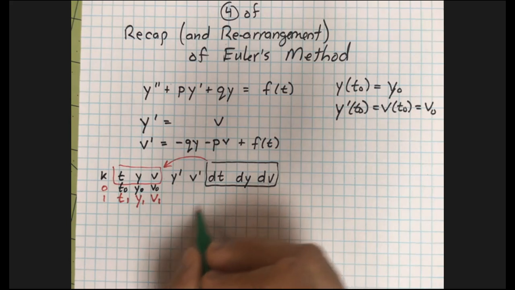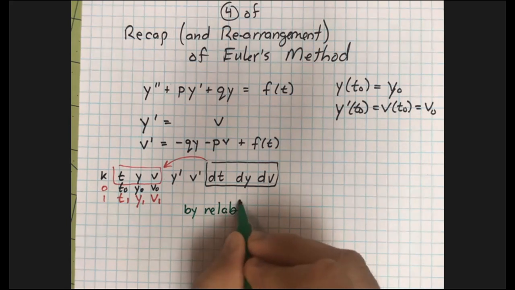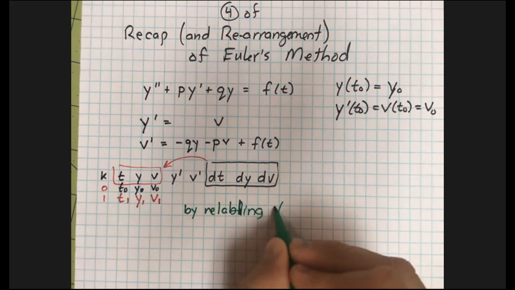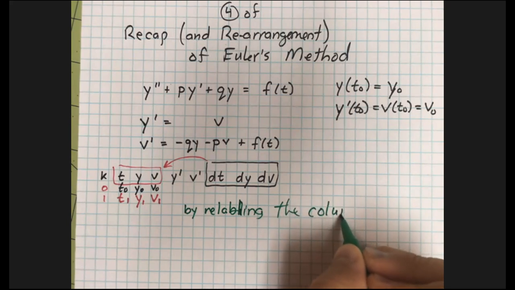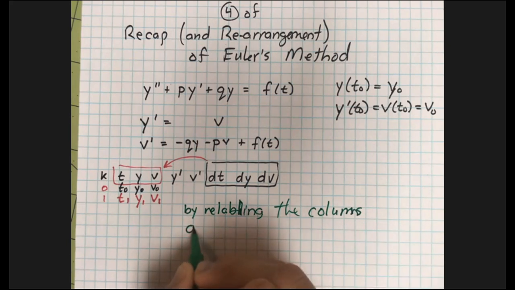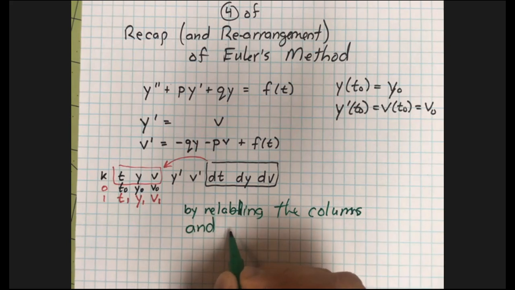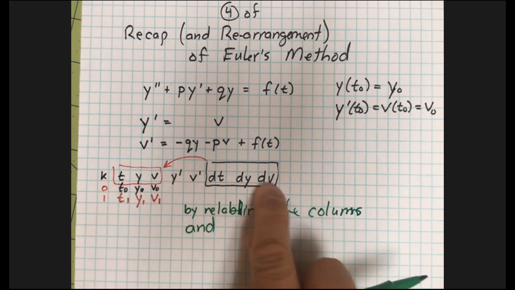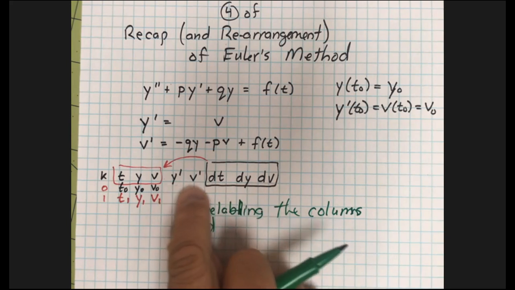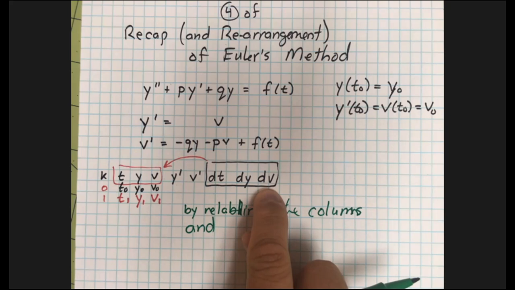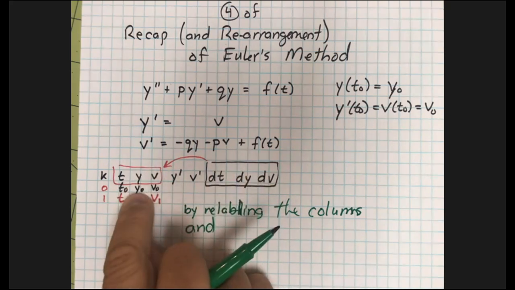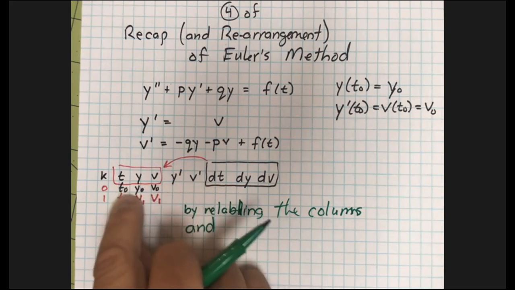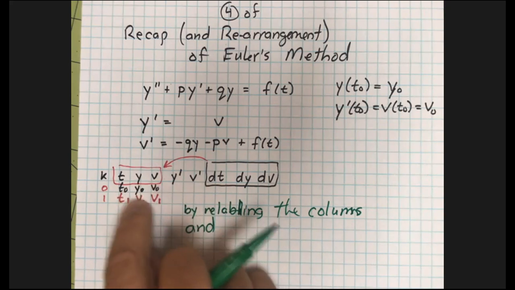So I could rewrite this table by relabeling the columns and writing them more efficiently. You see how I collected numbers in each of these columns from left to right. But I could have built the formula, and then I wrote formulas in each of these columns. And then the formulas produced numbers, and the numbers were added to these original columns. But what if I just added the result of the formulas and the numbers to the original columns?